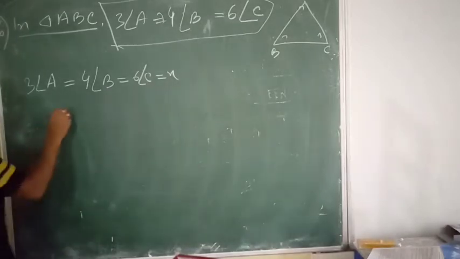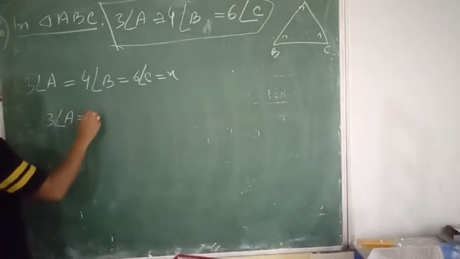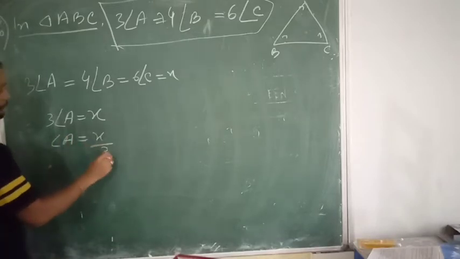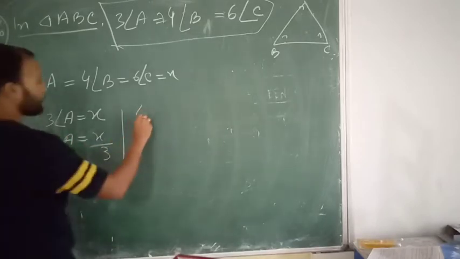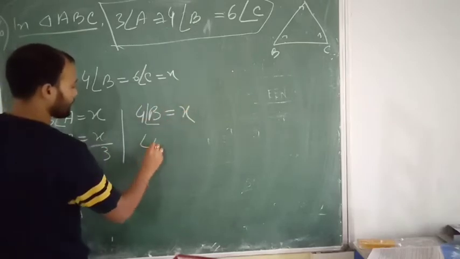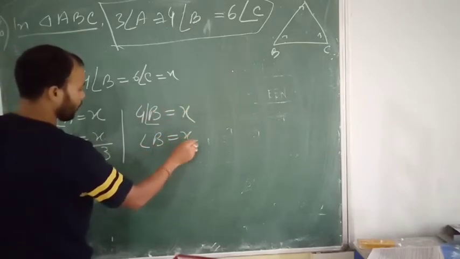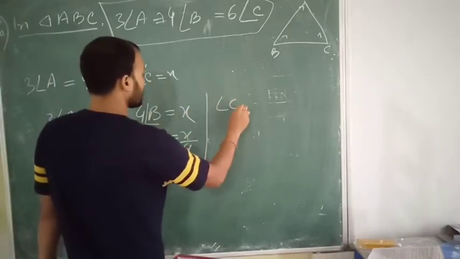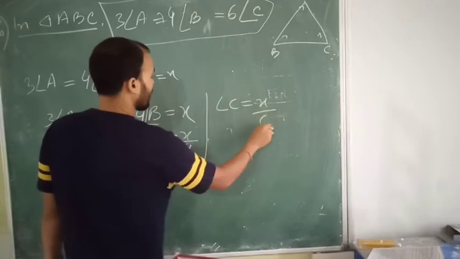Now, 3 times angle A will be equal to x, so angle A will be x by 3. 4 times angle B is equal to x, so angle B will be x by 4. Similarly, angle C will be x by 6.